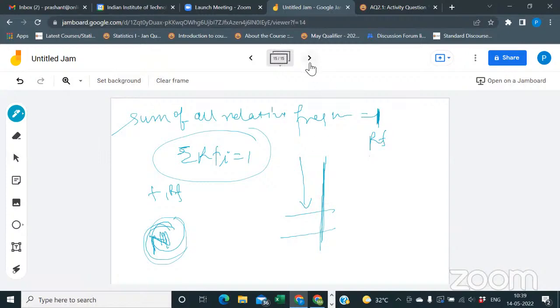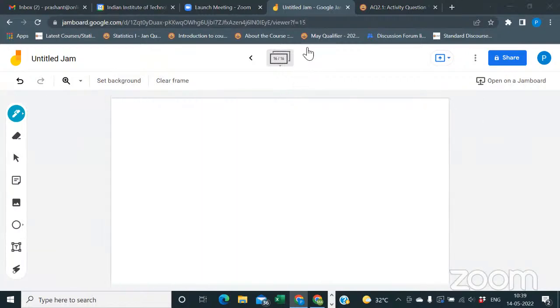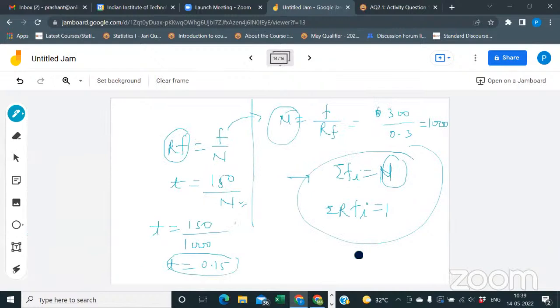Could you go back to the previous page, please, sir? Yes, this one. The first one is that the sum of all frequencies is equal to the number of observations. And the second is the summation of RFi, where RFi means relative frequency. Relative frequency has to be 1. So accordingly, we are expected to know our data. If we don't have the exact data, we have to take an estimate.